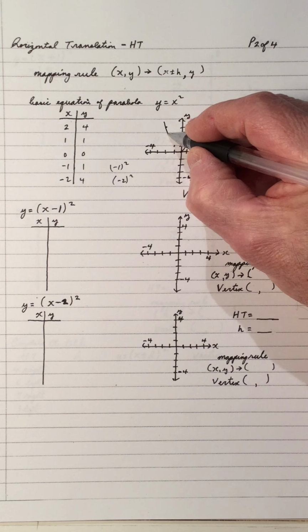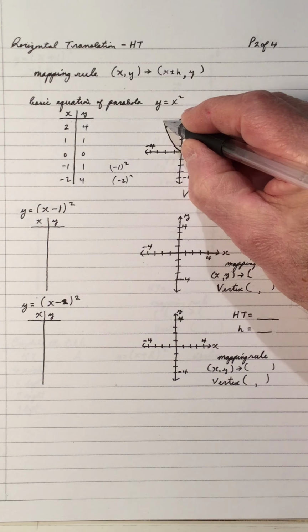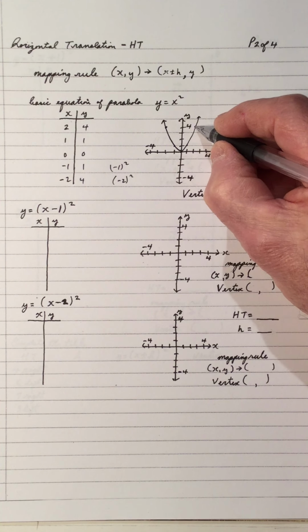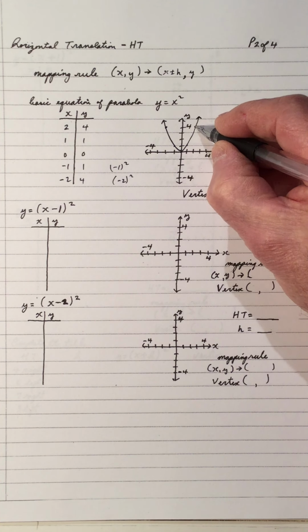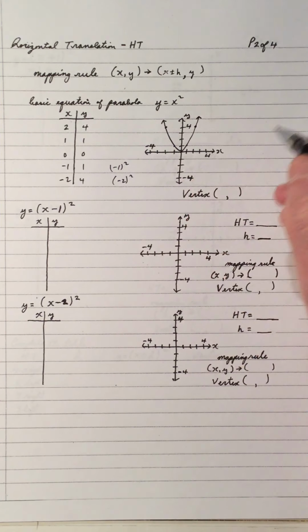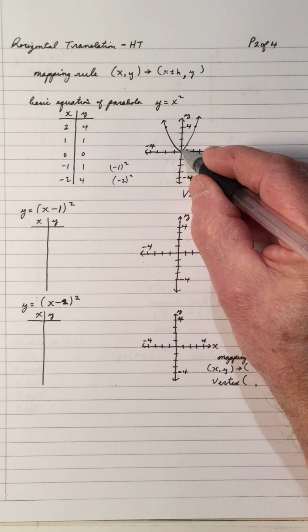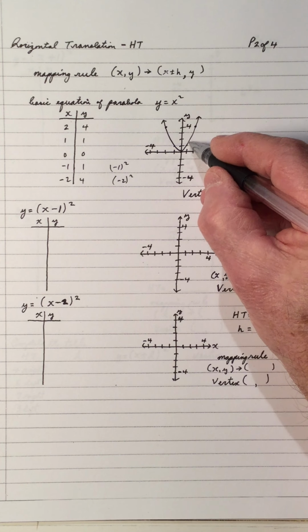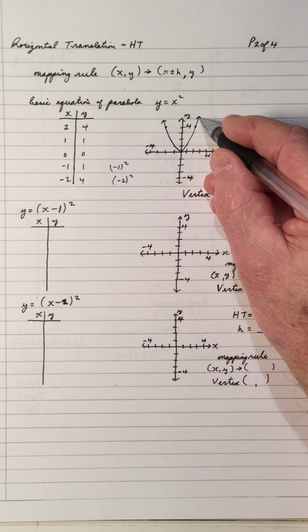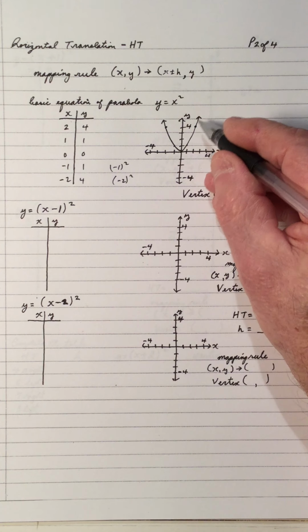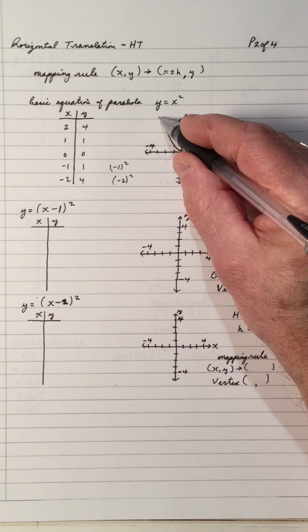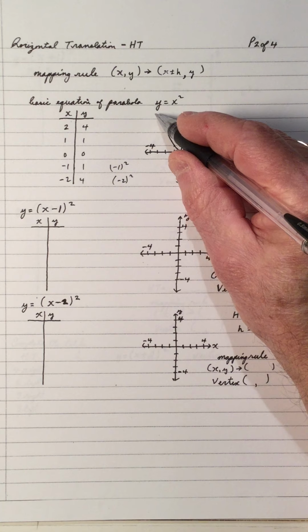A parabola is like a cup. It goes upward. Notice this is positive, so it's going up. The vertex is (0, 0). The vertex is the turning point on the parabola. Notice that this side of the parabola has a positive slope, goes up to the right, and this side of the parabola has a negative slope. It goes up to the left.